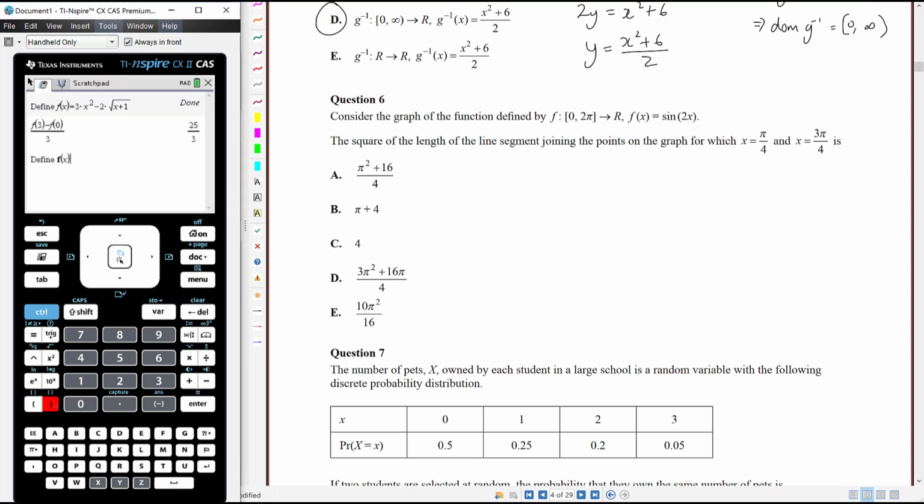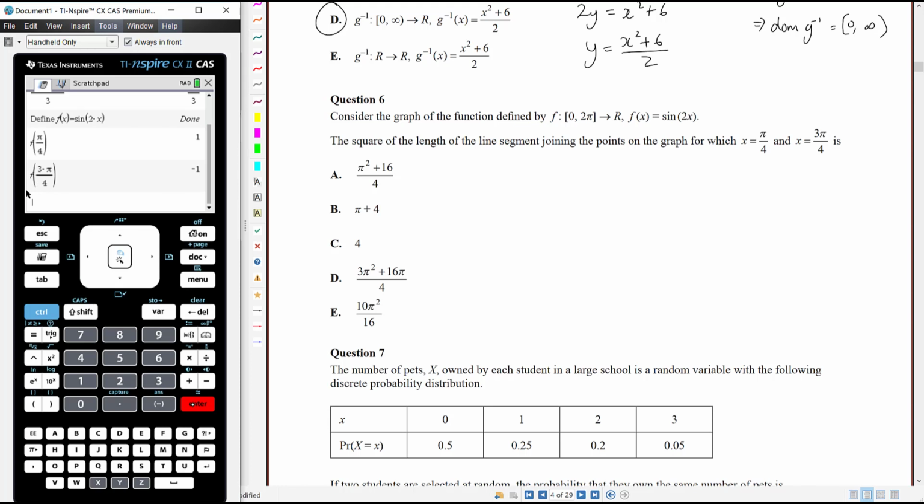F of x equals, so f came up as bold, and that's because I've previously defined a function, but if I just define it again, it'll simply override it. So you don't need to worry about that. Sine of 2x. Okay, there's my function. I want to know what f of pi on 4 is. I want to know the y coordinate at pi on 4, it's 1. And I want to know what f of 3 pi on 4 is, so I'm just going to edit this and stick a 3 in front of that pi on the numerator.